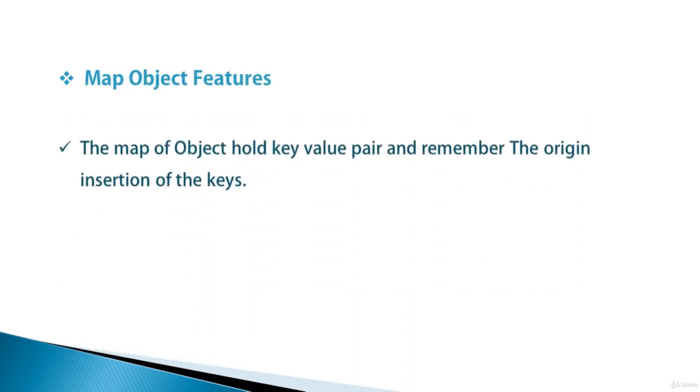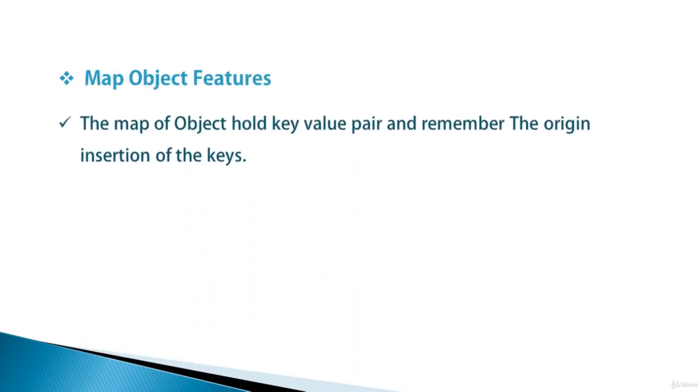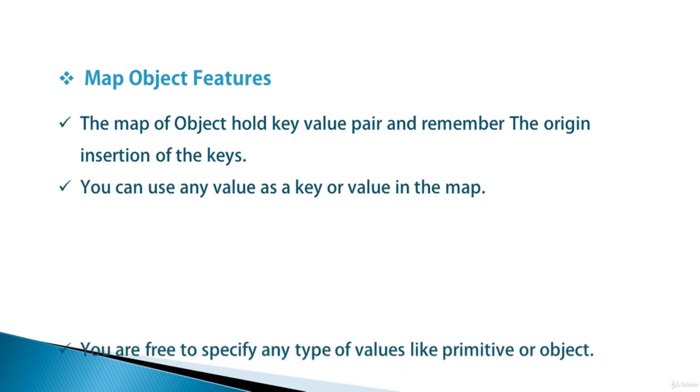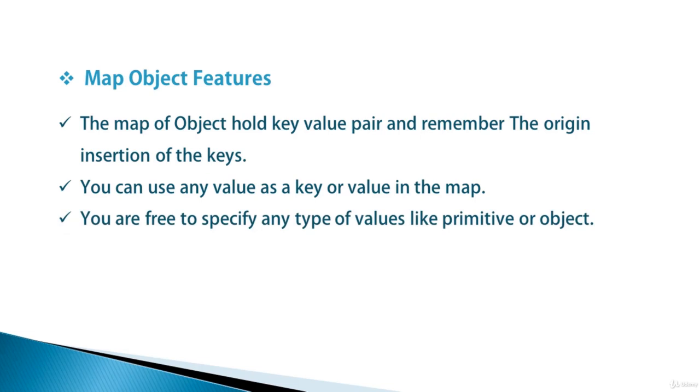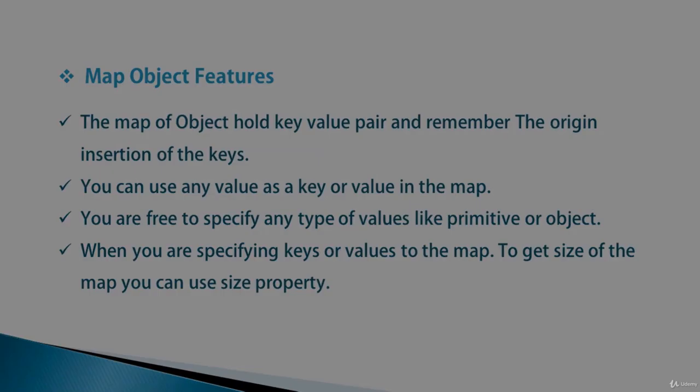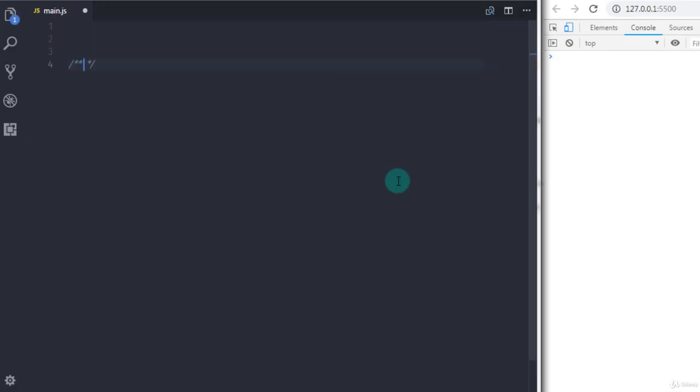So, the map object addresses these shortcomings. A map object holds key-value pairs and remembers the original insertion order of the keys. You can use any value as a key or value in the map. You are free to specify any type of value, primitive or object, as keys or values of the map. To get the size of the map, you can use the size property.